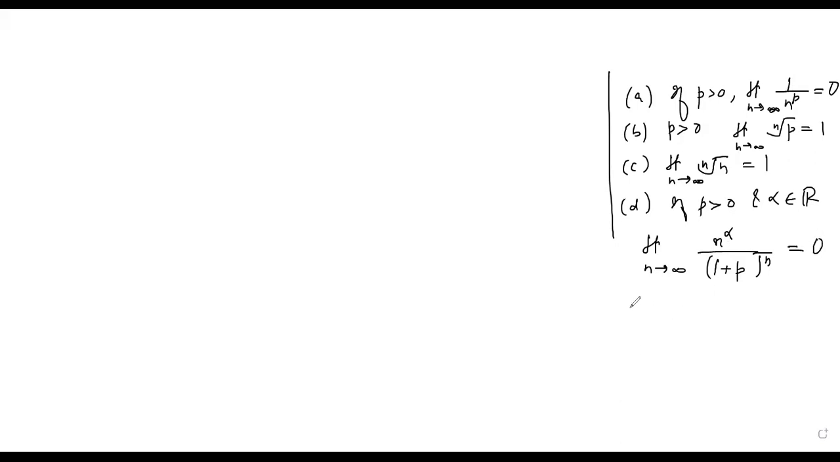And last but not the least was this: if modulus of x is less than 1, then limit n approaches infinity, x raised to power n is equal to 0. I think A and B we did in class, so I will prove C. That is, the nth root of n as n approaches infinity is 1. So let's do it. So what we write is this.